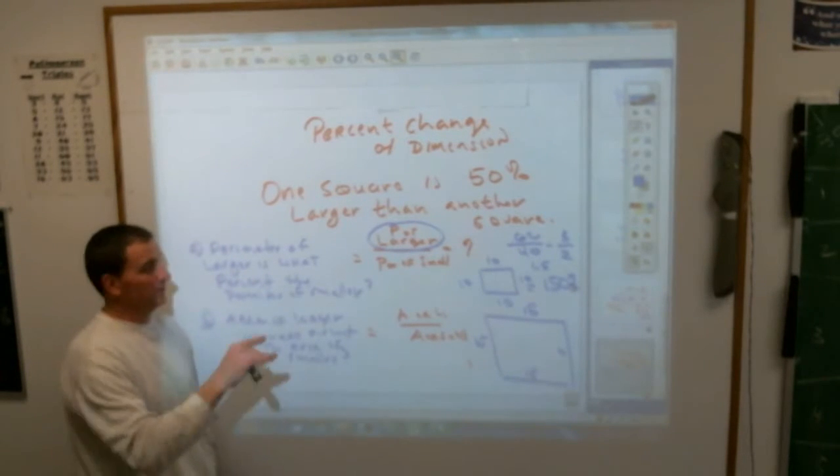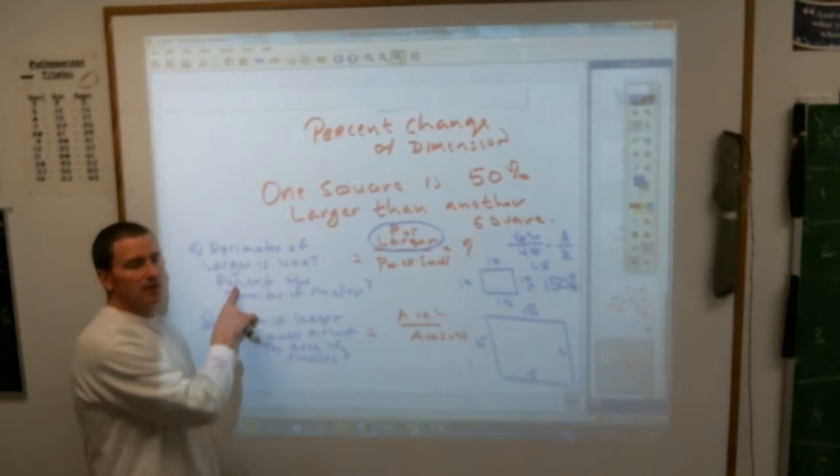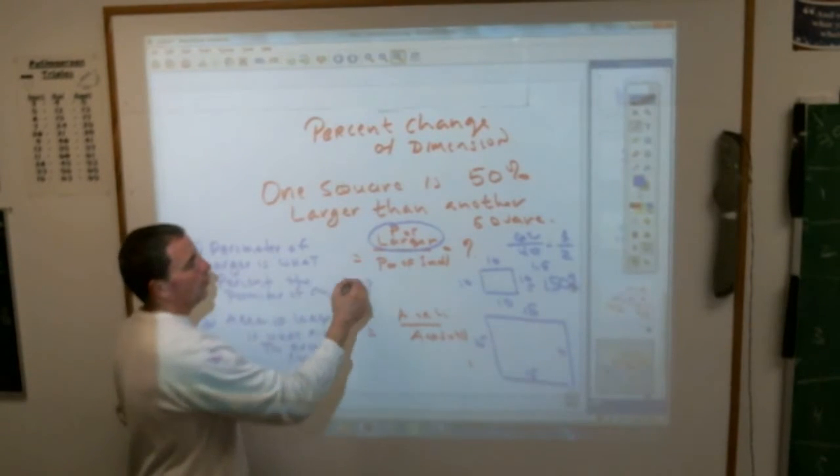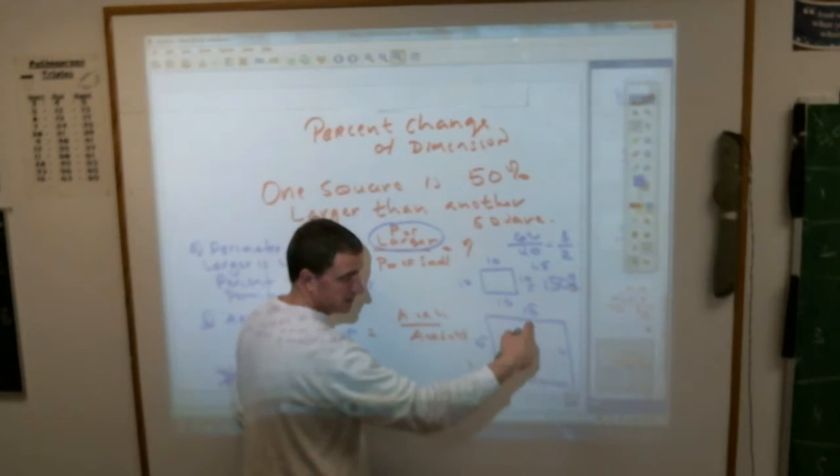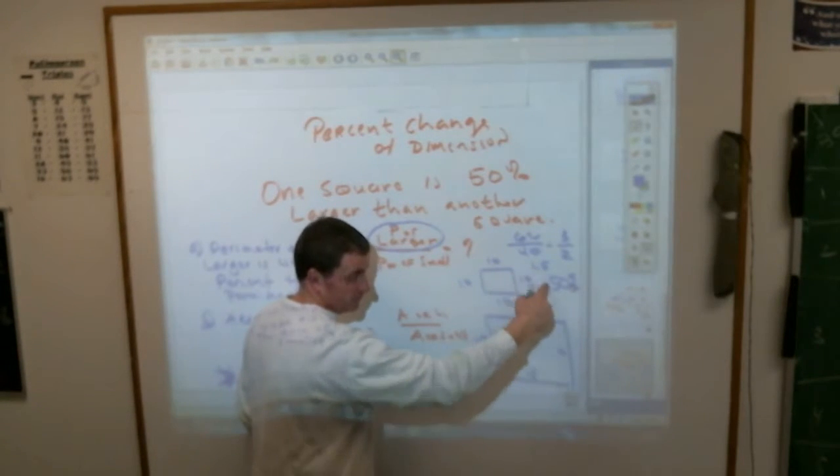It is 50% bigger, but that's not the question it asked you. The original square is 100% of itself, plus the 50%, that's where 150 comes from.